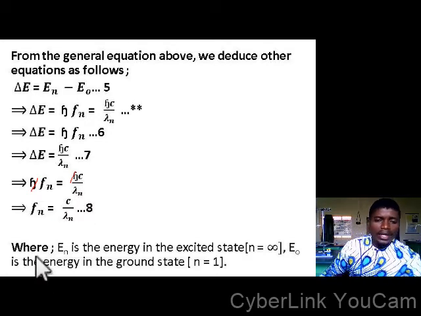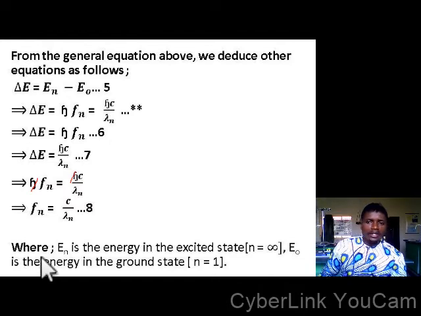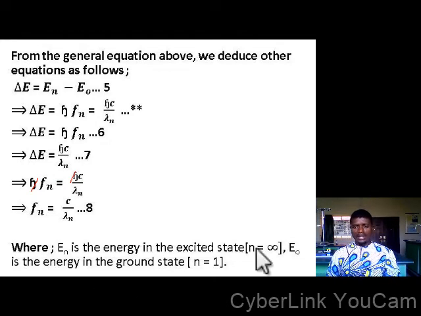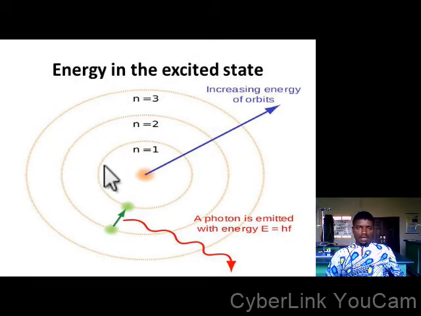So where E subscript n is the energy in the excited state, that is n equals infinity, and E subscript naught is the energy in the ground state, that is n equals 1. So this is what I just explained. Energy in the excited state, increasing energy of orbits.